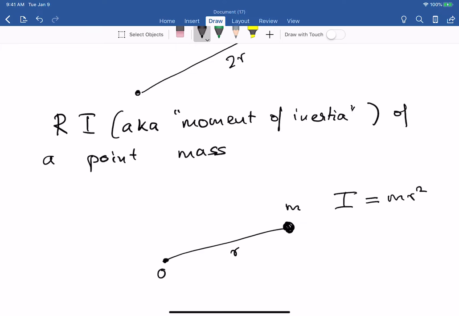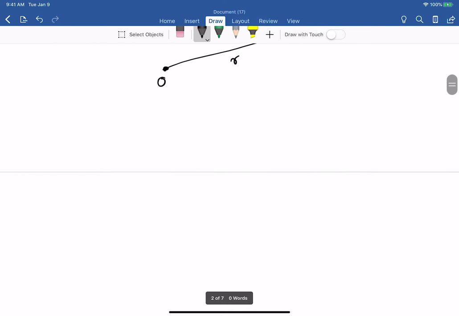Now, how would you find the rotational inertia of an extended object?